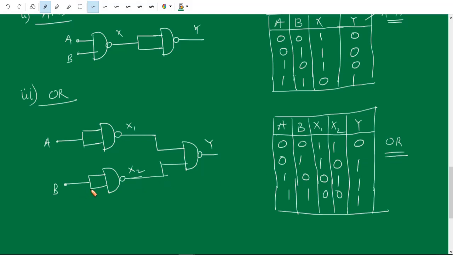So this is why NAND gate is called a universal gate. Using NAND gate and NOR gate, we can construct all other gates. Okay, either NOR gate or NAND gate you can use for constructing all other gates. Okay, this is for today.